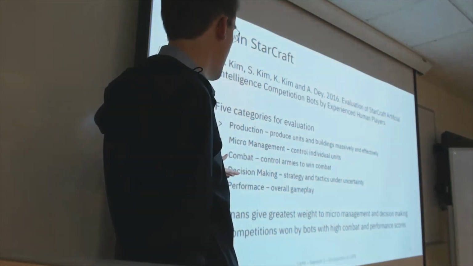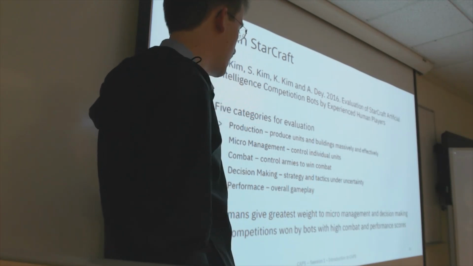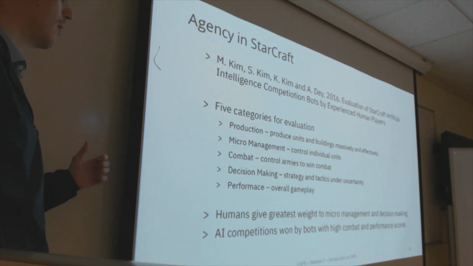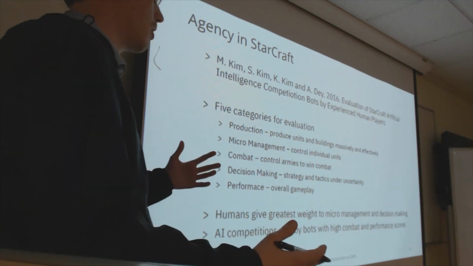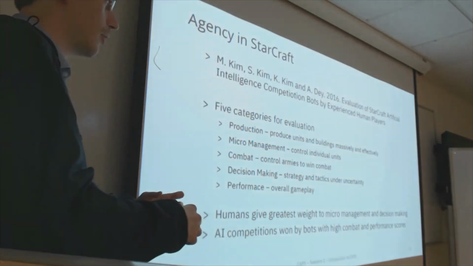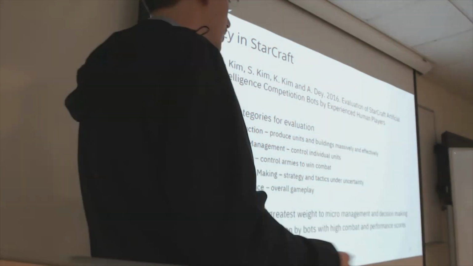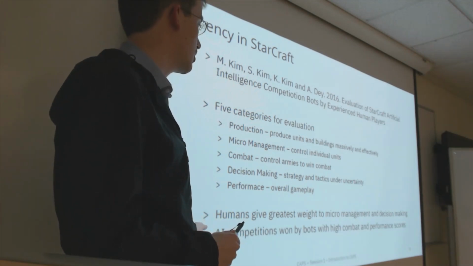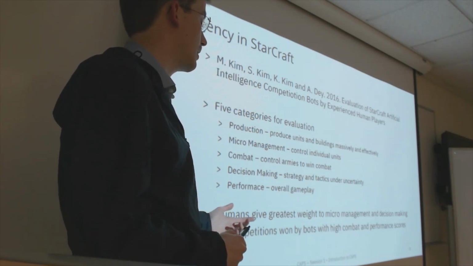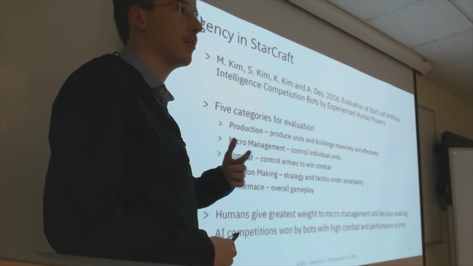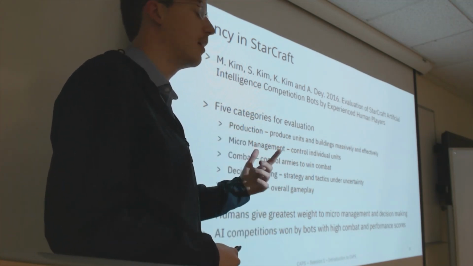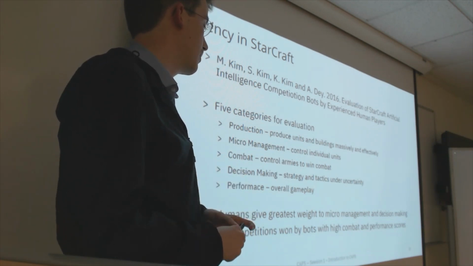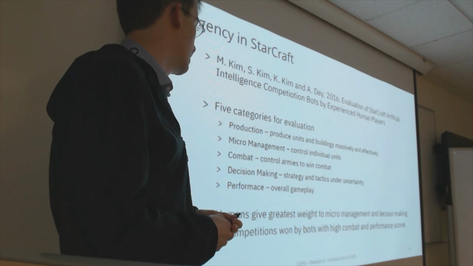And they had these 5 categories of evaluation. The interesting thing here that I just want to draw your attention to is that humans, in assessing one of these agents, focus a lot on micromanagement, so how individual units are controlled, and decision-making and uncertainty, so how trade-offs are balanced. And the AI competitions are actually won by bots that just build up the army, go to the enemy base, don't do anything fancy, but just with the scale that they get from their macro play are able to defeat the enemy.